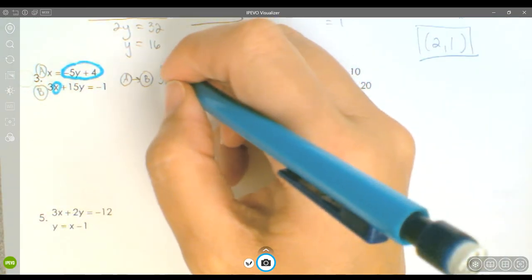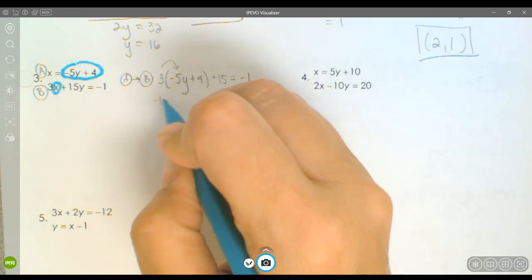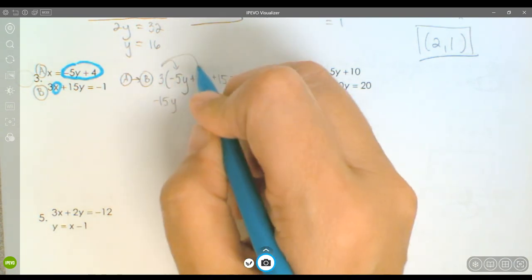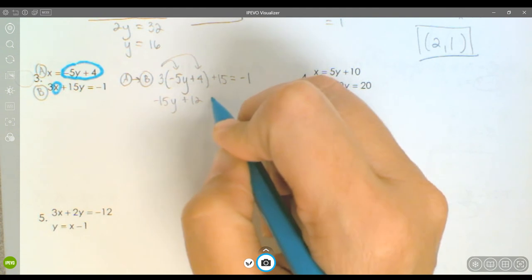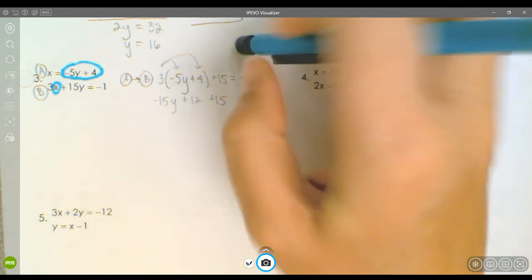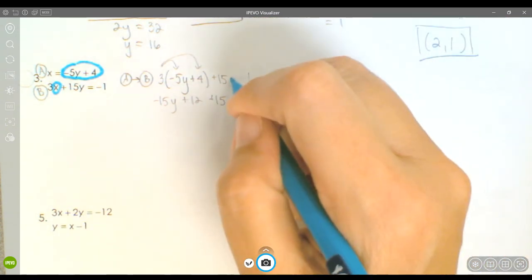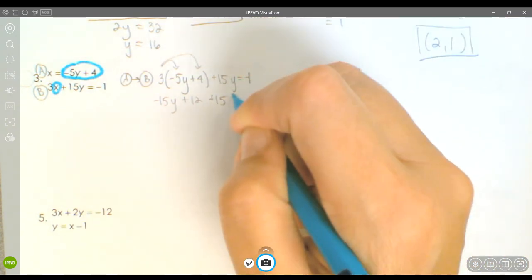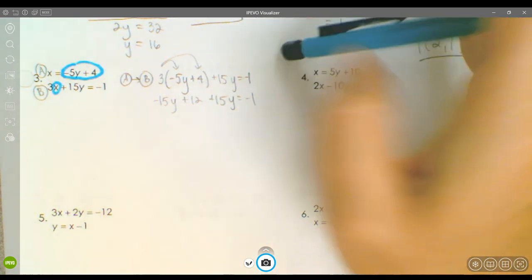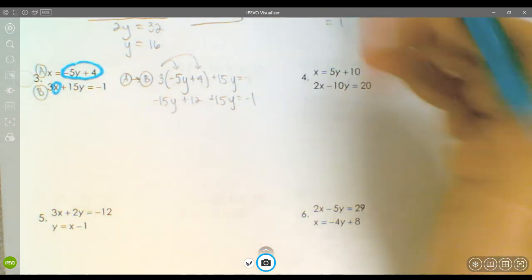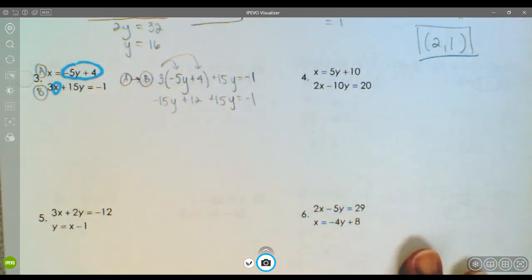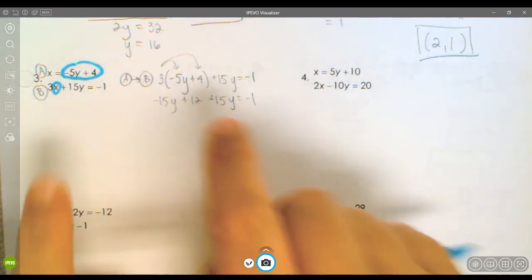So now I'm going to distribute. I'll get negative 15y plus 12 plus 15y equals negative 1. See how I forgot that y in there? I know what's coming up, so I know that I made a mistake. And let that be a lesson to you. Please make sure you bring everything over as is. So let's look at it again.